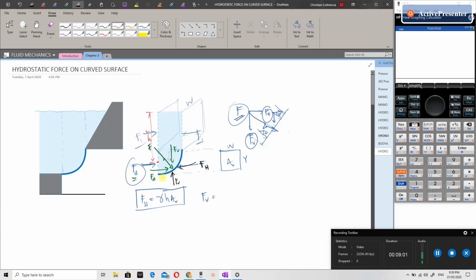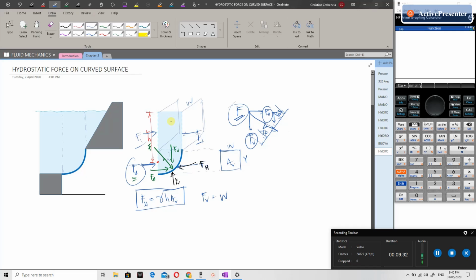So, what is this gate carrying? So, that is the weight of the liquid above, in this case, above the gate, because it really has a volume of liquid here. So, again, solving for the vertical component of the hydrostatic force is simply equal to the weight of the volume of liquid above.